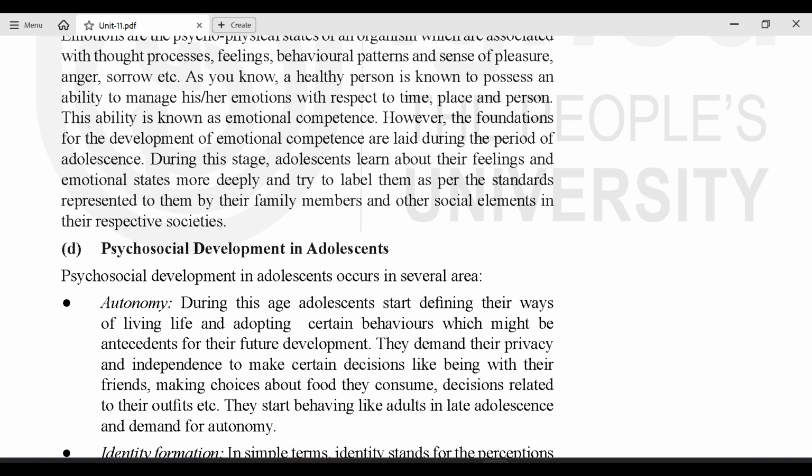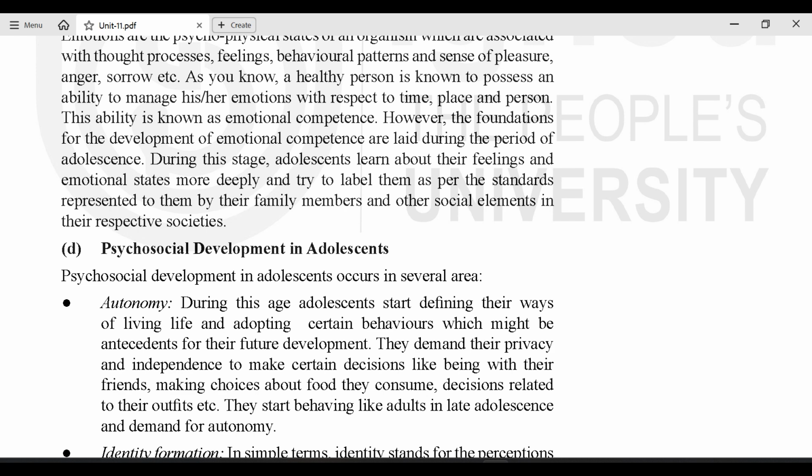D. Psychosocial development in adolescence. Psychosocial development in adolescence occurs in several areas. Autonomy. During this age, adolescents start defining their ways of living life and adopting certain behaviors which might be antecedents for their future development.